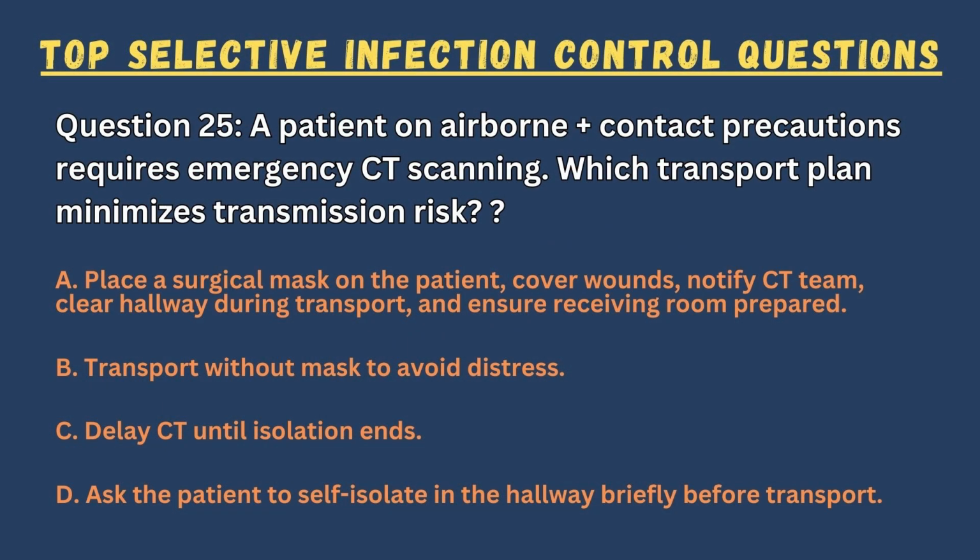Question 25. A patient on airborne plus contact precautions requires emergency CT scanning. Which transport plan minimizes transmission risk? A. Place a surgical mask on the patient, cover wounds, notify CT team, clear hallway during transport, and ensure receiving room prepared. B. Transport without mask to avoid distress. C. Delay CT until isolation ends. D. Ask the patient to self-isolate in the hallway briefly before transport.